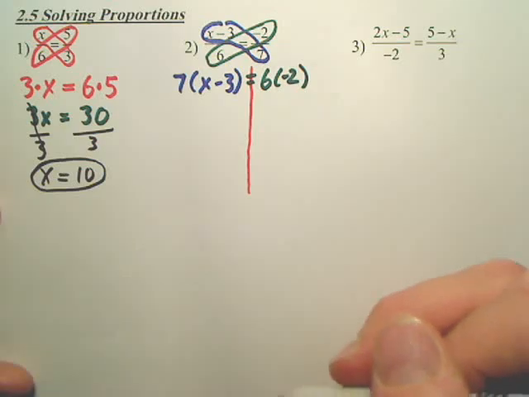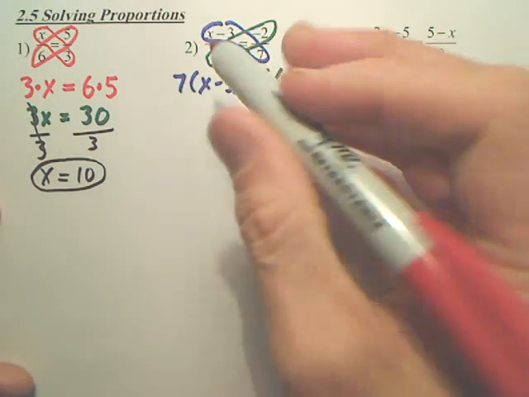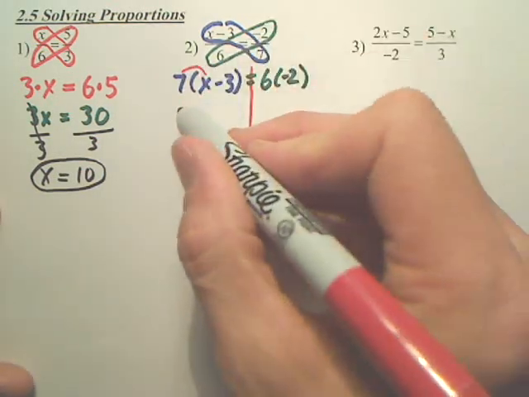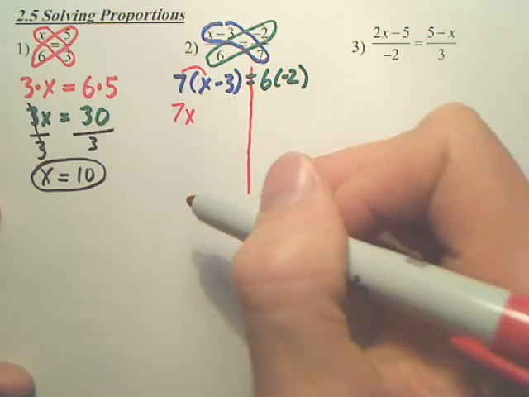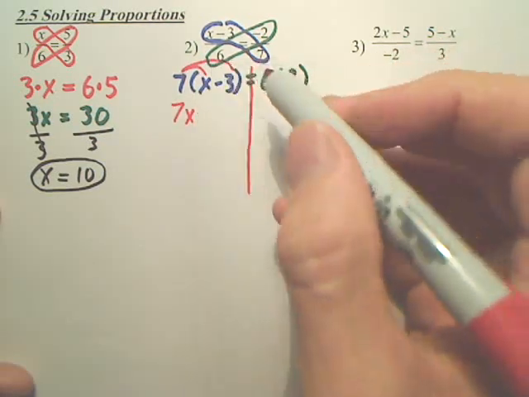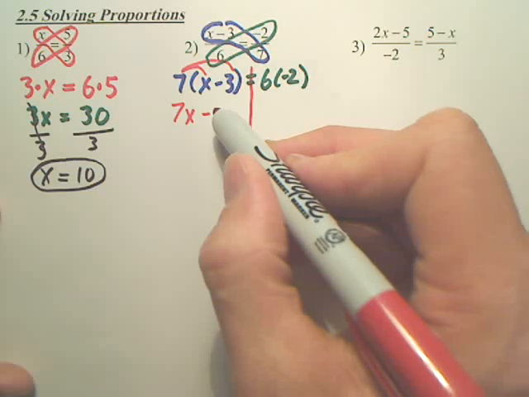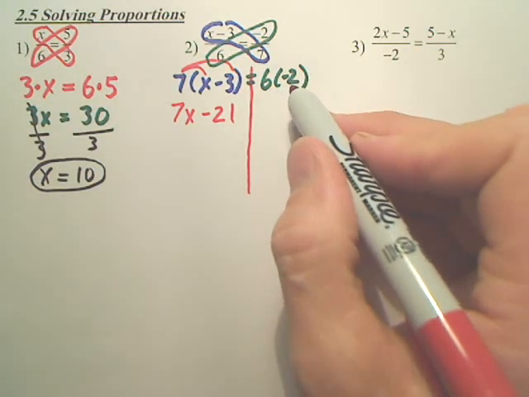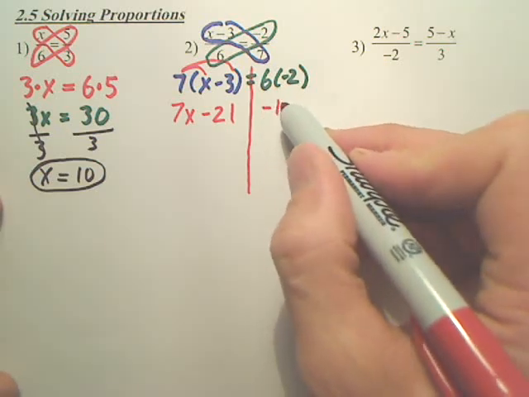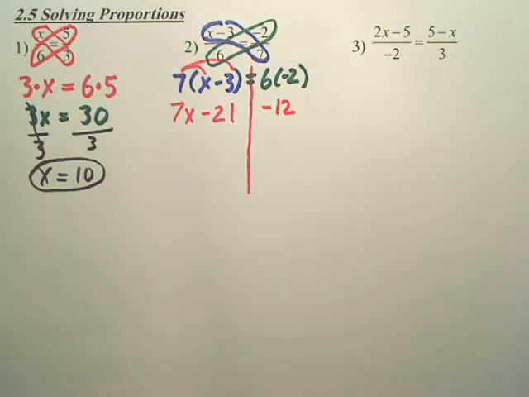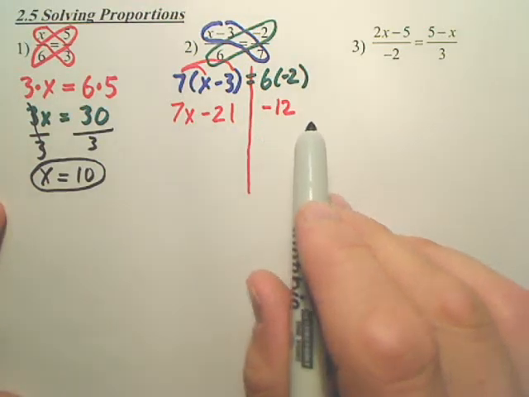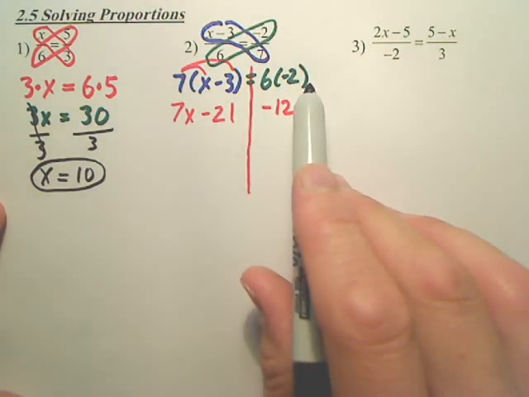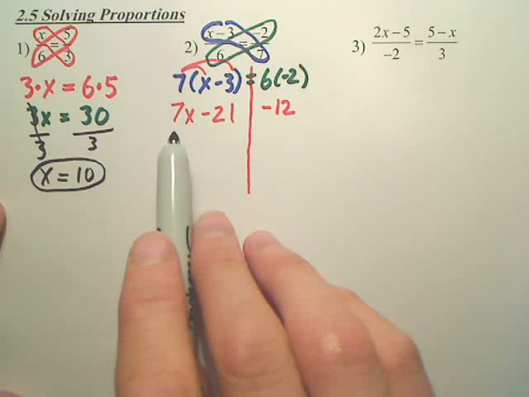So to solve this, on this particular problem, you first have to distribute the 7. That gives us 7x. 7 times negative 3 is negative 21. 6 times negative 2 is negative 12. We're solving this equation we created by multiplying across.